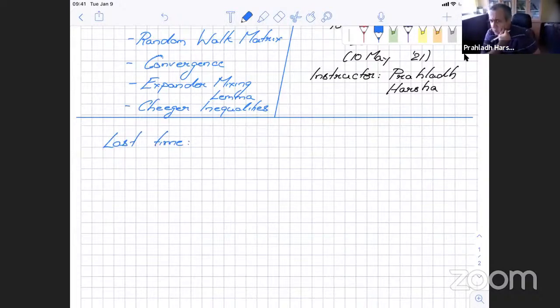This lecture and the next lecture will deal heavily with the random walk matrix. So I'll do a quick recap now. If any of you have questions, please do stop and ask me. So what was a random walk matrix?